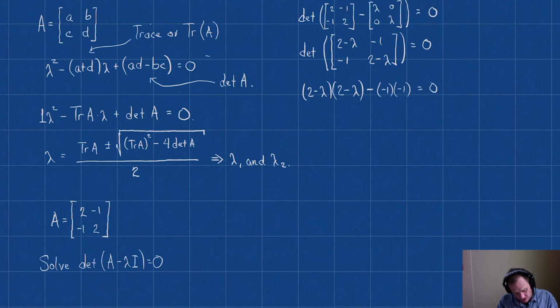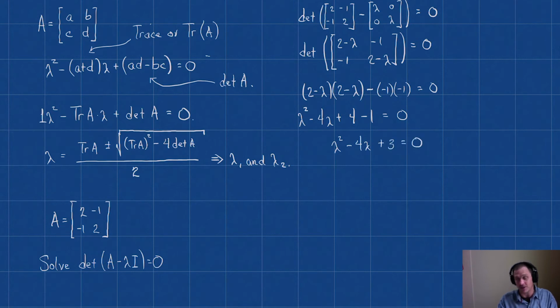Let's clean all this up. I'm going to get lambda squared minus 4 lambda plus 4, and then I have a plus 1 and a minus 1 equals 0. So really the problem is lambda squared minus 4 lambda plus 3 equals 0.